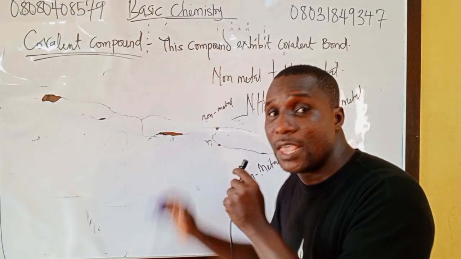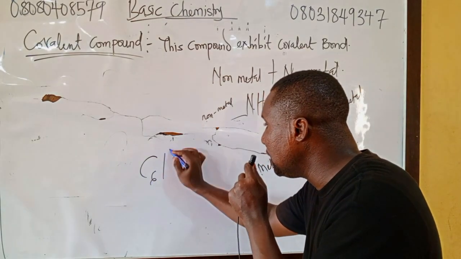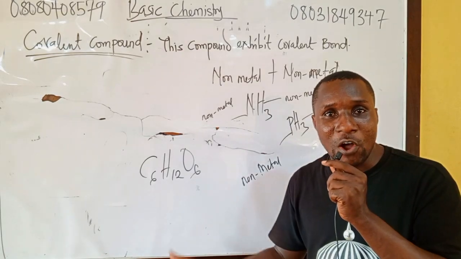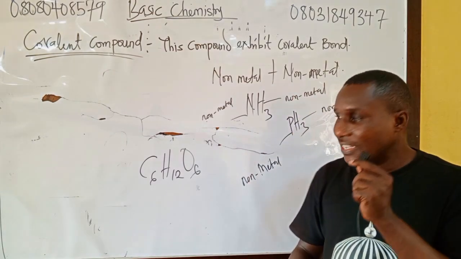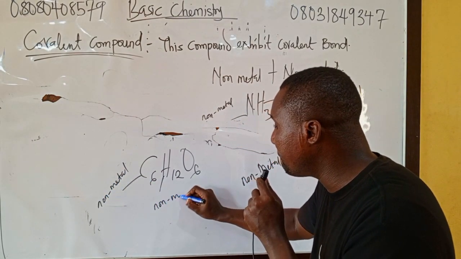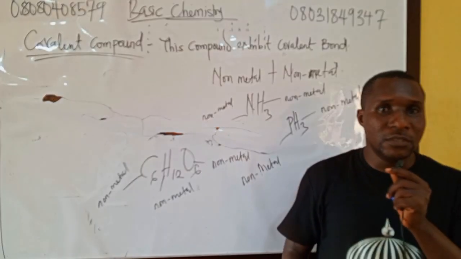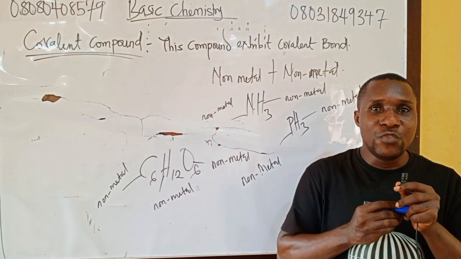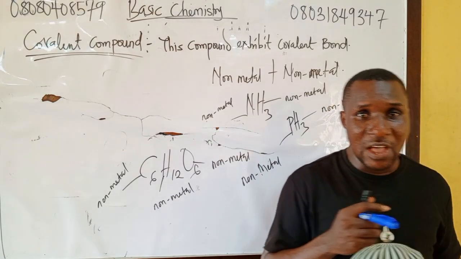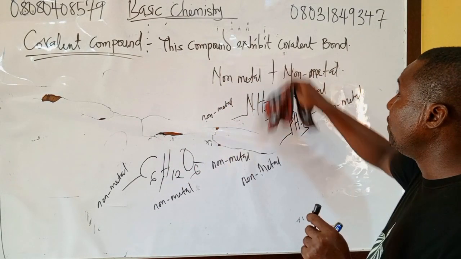When you have, look at it, this one came out in GCE 2023. C6H12O6. What kind of compound is this? Still molecular compound or covalent compound. Carbon is non-metal, hydrogen, non-metal, oxygen, non-metal. When you have non-metal combining with non-metal, you will have covalent compound or molecular compound. Take note of that. And don't forget, molecular compound exhibits covalent bond or molecular bond.